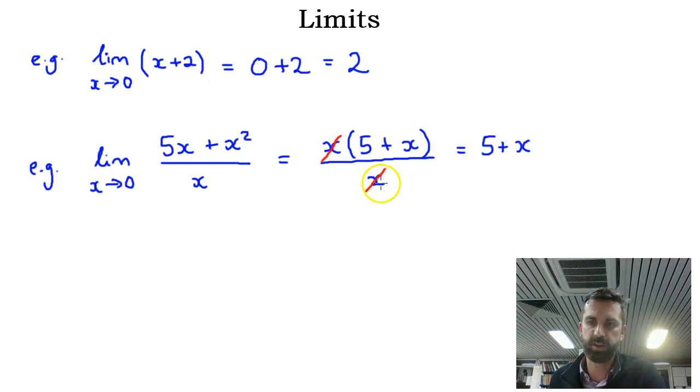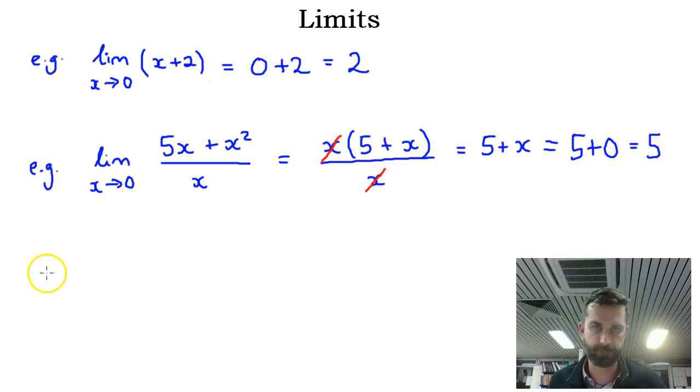And it's okay for me to do that because we're approaching 0. We're not saying this is when x equals 0, because if I divide by 0, it's always undefined. But x doesn't equal 0 in this case. We're just getting really, really close to it. So here I am, I've got 5 plus x. Now I can just substitute in 0. Now that I've gotten to this point, I'm allowed to substitute in x equals 0 because it is defined when x equals 0. So that's 5 plus 0, which is 5. And that agrees with what we did on the graph earlier.